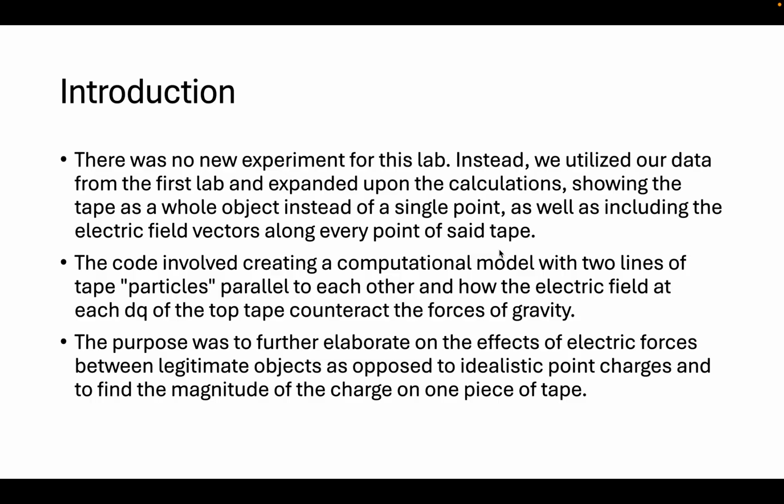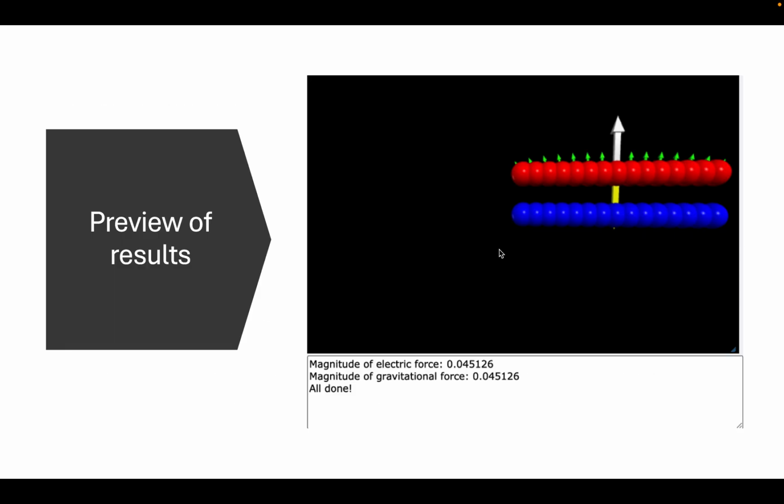The code involves creating a computational model with two lines of tape particles parallel to each other and how the electric field at each dq of the top tape counteracts the forces of gravity. The purpose was to further elaborate on the effects of electric forces between legitimate objects as opposed to idealistic point charges, and to find the magnitude of the charge on one piece of tape.